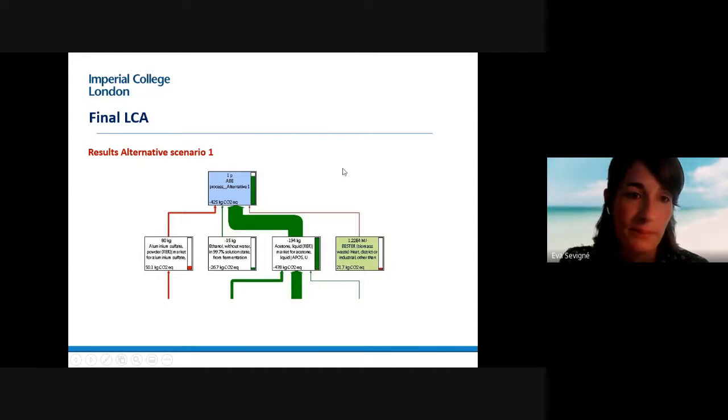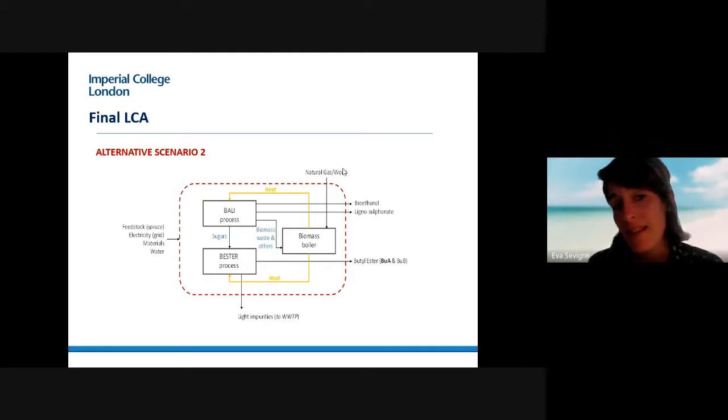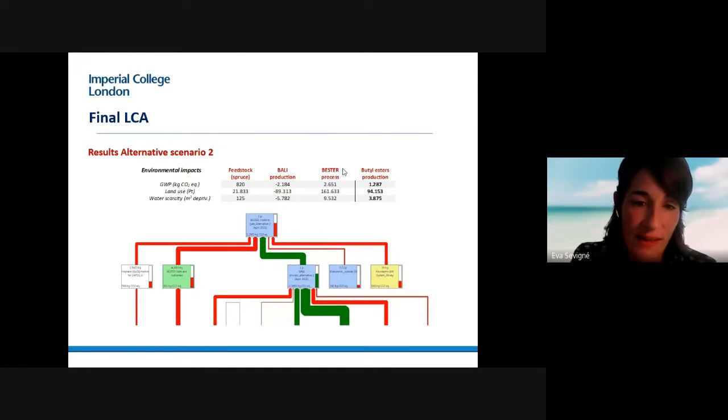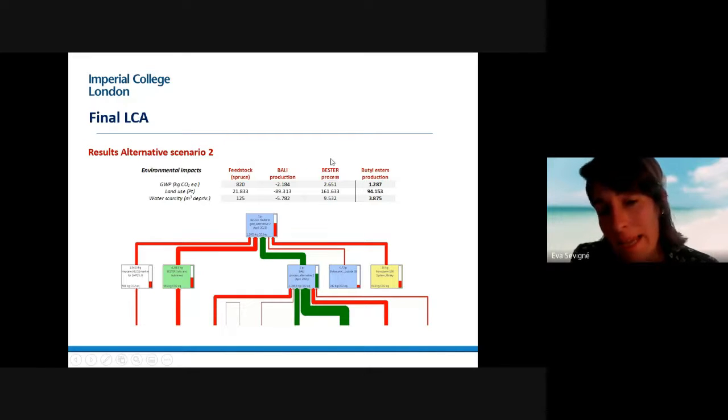Here is just to illustrate how the AB process produces ethanol and acetone and how this affects the final results. And the final alternative scenario that we had was very similar to the baseline scenario, but instead of using butanol from fossil fuels, we decided to use biobutanol, but the AB process was outside the system boundaries. And these are the results. So we have the same environmental impacts for the feedstock production from the spruce, the same environmental impacts for the Valley production, but in the case of the Bester process, because we use biobutanol instead of butanol, we decrease the environmental impacts a little bit.